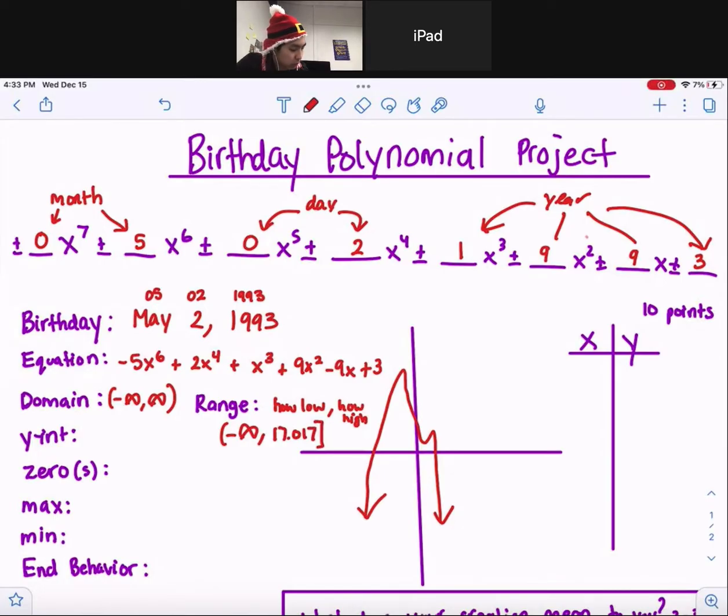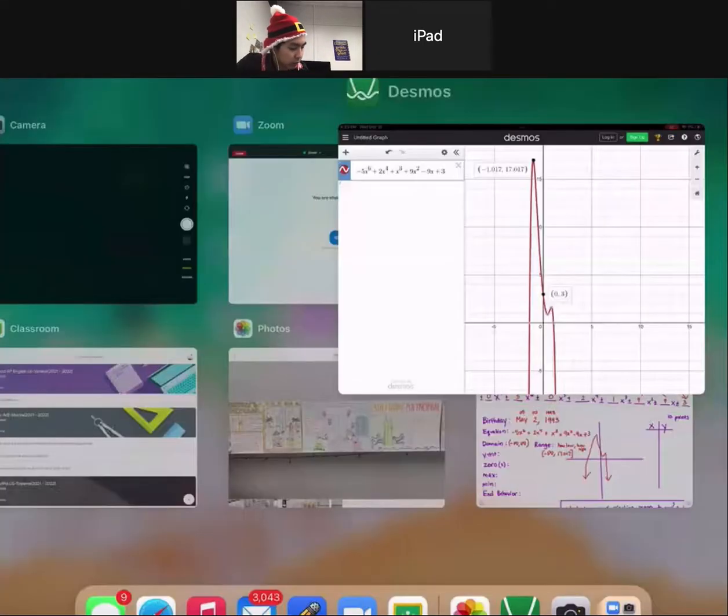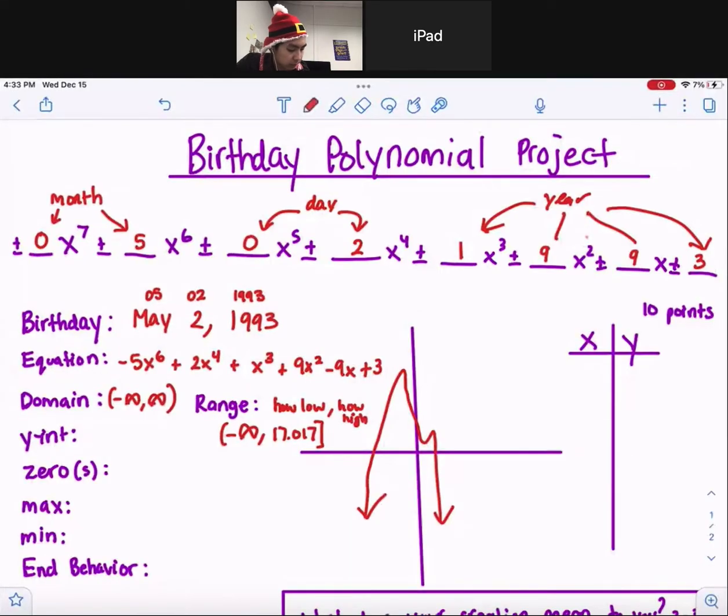Y-intercept. For my graph, it's where the graph crosses the y-axis. So where does the graph cross the y-axis? Well, if we take a look, right there at 0, 3. That's where the graph crosses the y-axis for my graph: 0, 3.